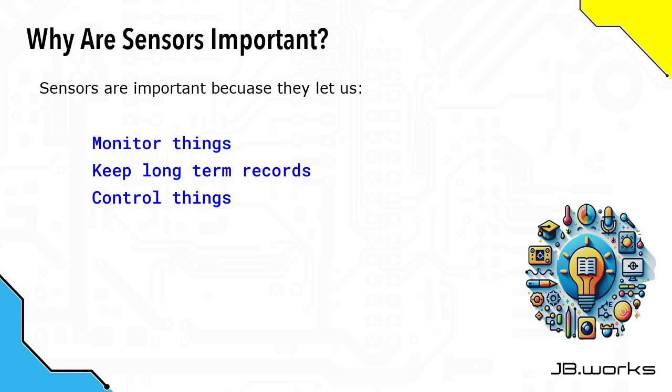And lastly, and probably most importantly of all, sensors let us control things because you can't control the temperature of an oven if you don't actually know what the current temperature of the oven is in the first place. So you have to have a sensor in there so that you can then know what the temperature is and then you can control it. So sensors let us be aware of things, they let us keep long-term records of things, and ultimately they allow us to control things. And that's a lot of the basis of robotics and electronics and modern technology, is being able to measure things and then control them.